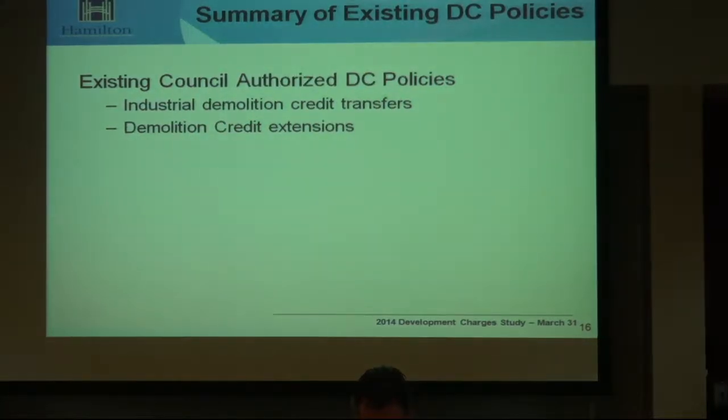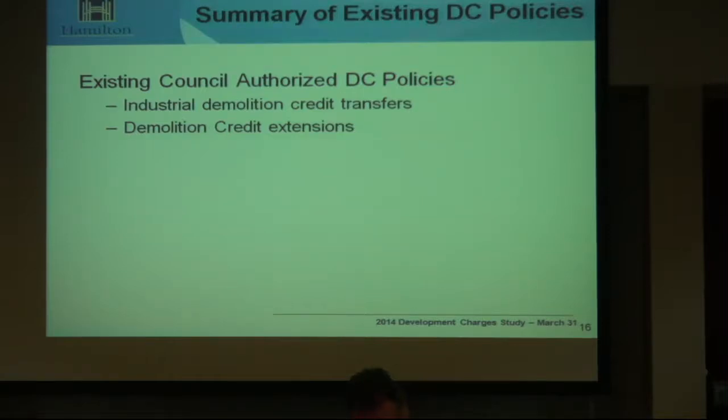the lot. There are a couple of policies that have been approved by council that are apart from the bylaw currently. Those are an industrial demolition credit transfer policy and demolition credit extensions. So the industrial demolition credit transfer policy was intended to assist in brownfield redevelopment, allowing a one-time transfer for up to 50% of the value of the demo credit. The original site had to be a bona fide employment brownfield, and transferred credits can only be used for industrial or employment land development as determined by the Director of Planning. The credits would expire 5 years from the date of transfer.